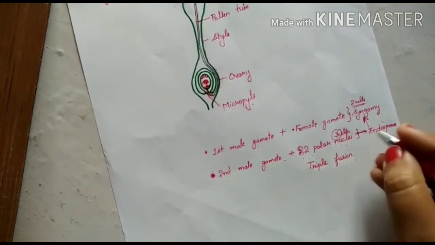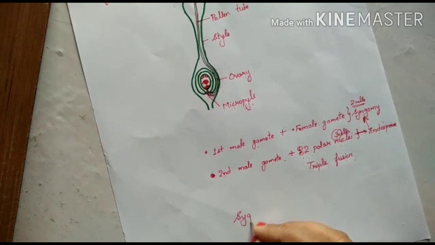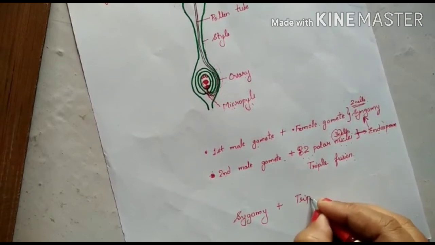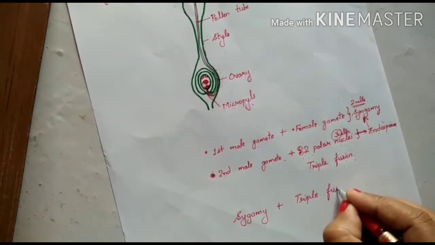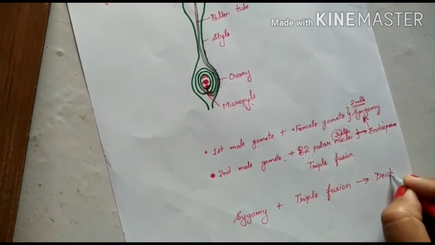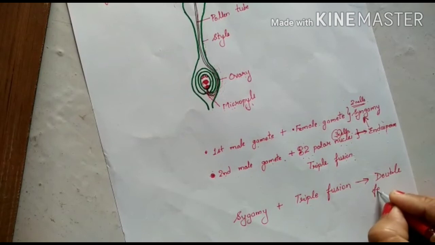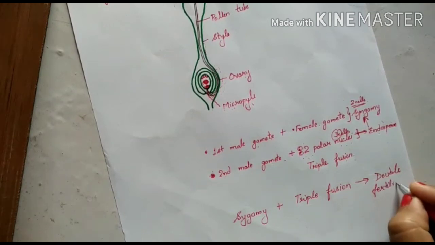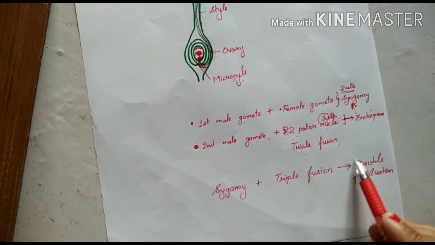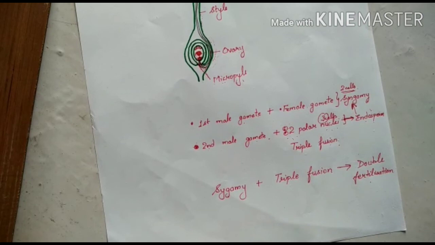Now syngamy plus triple fusion is known as double fertilization. It is not in your course, but I tell you that syngamy and triple fusion form double fertilization. So this is about fertilization.